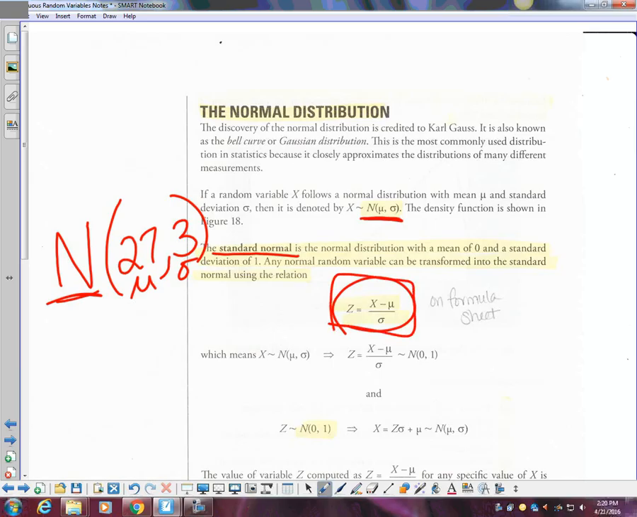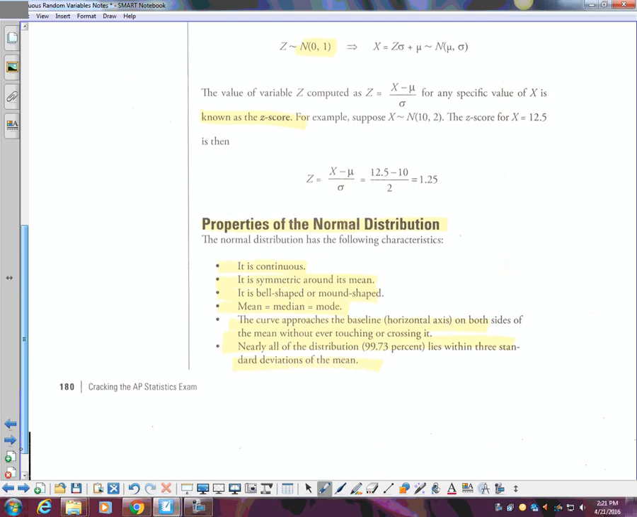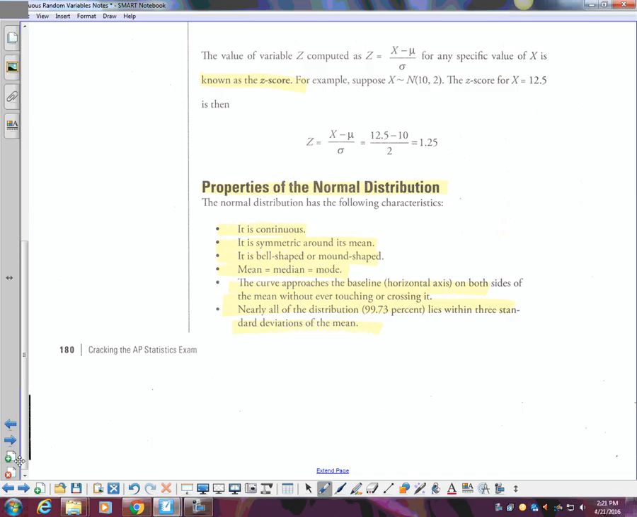And where is this formula? Where on the formula sheet? Oh, come on. Top, back. Top, back. Yep. Equals statistic, that's x, minus parameter, that's mu, over standard deviation of statistic. Okay, it's called the z-score, and we'll practice finding all this stuff.